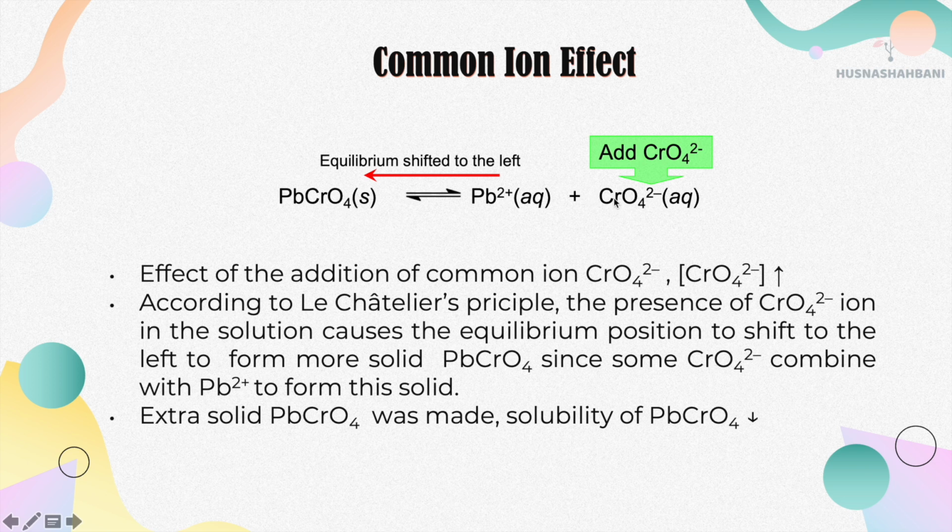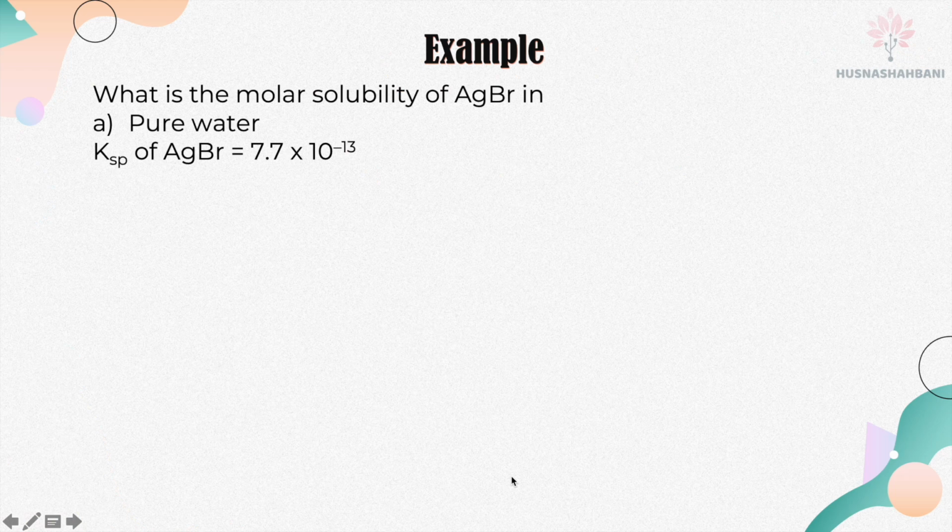If the equilibrium position shifts to the left, the solubility of PbCrO4 decreases, because for us to say PbCrO4 is soluble, the solution will form Pb2+ and CrO4 2-. But when the equilibrium shifts to the left, it makes PbCrO4 less soluble. So the solubility of PbCrO4 decreases.